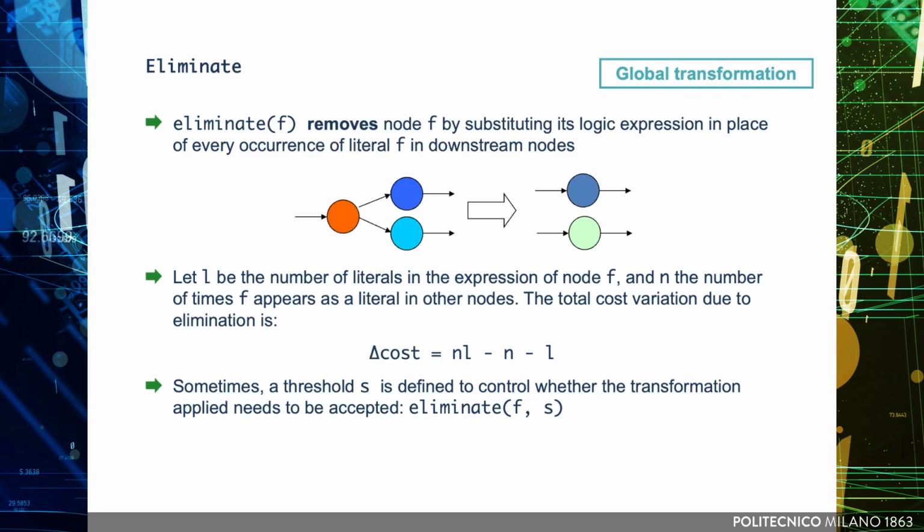Let's assume F is defined by an expression with L literals, and it appears n times as a literal in other downstream expressions. The total change in cost for the circuit is then delta cost equals n multiplied by L minus n minus L. This value could be positive, that is a cost increase, or negative, that is a cost reduction, depending on how many times F is reused and how large its expression is. To prevent significant increases in cost, this transformation is typically controlled by a threshold parameter, here denoted by S. In that case, the transformation is applied only if the total cost increase is less than or equal to S.